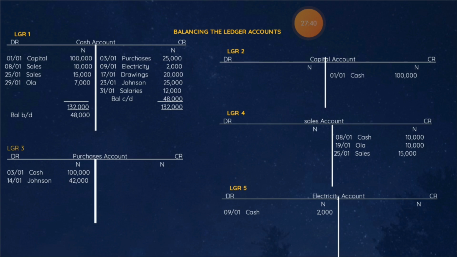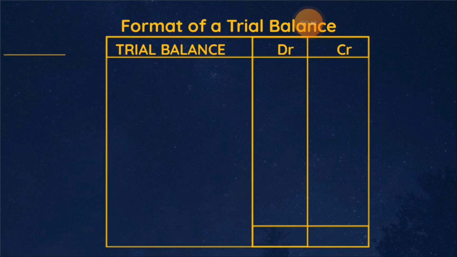It is this balance that will be transferred to the trial balance. So this is our trial balance. We are going to transfer it to the trial balance, that is cash, which is ledger number 1, 48,000, which is a debit transaction. It will appear on the debit side, 48,000 naira. Now let's move on to the next ledger.